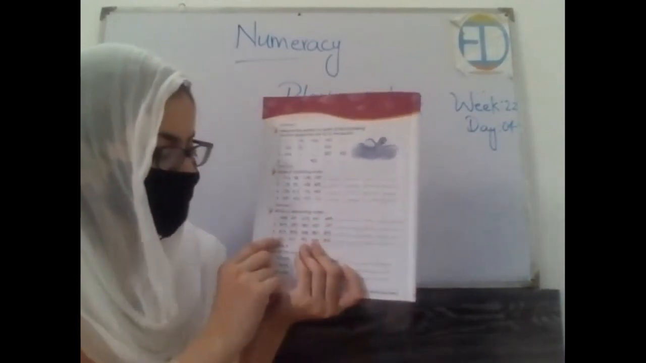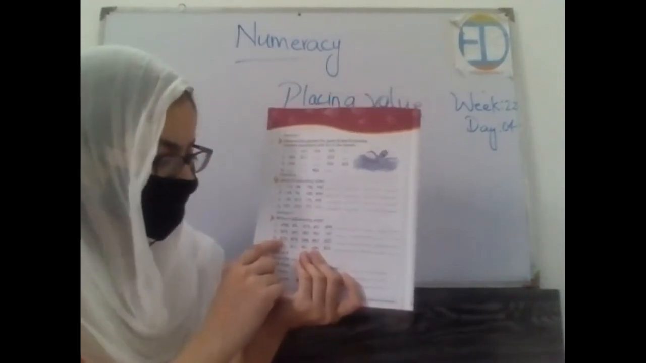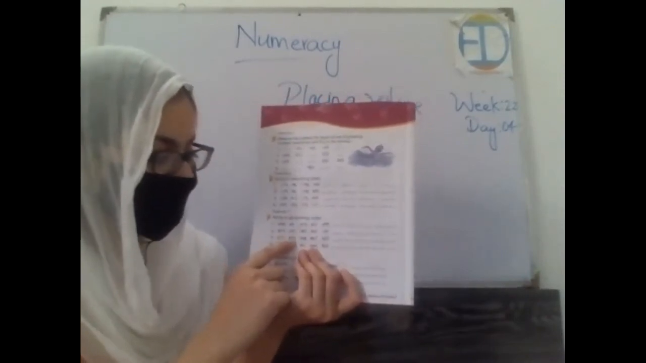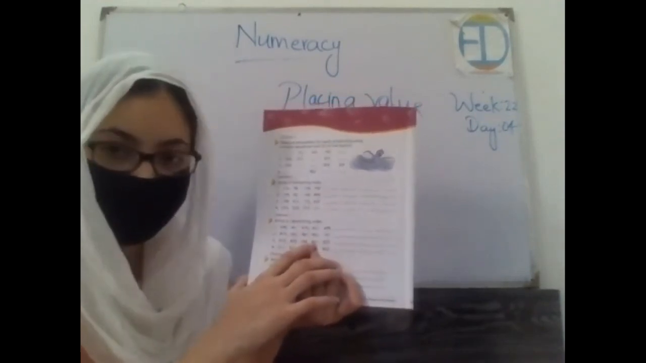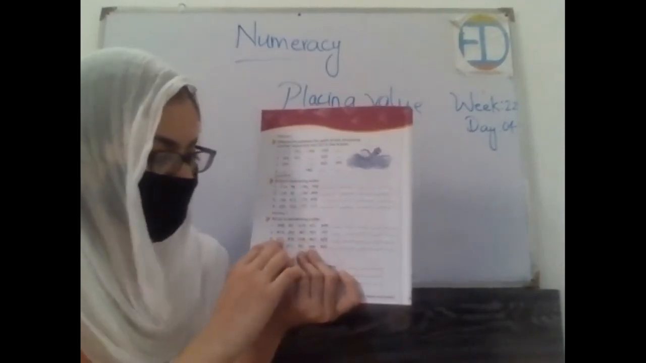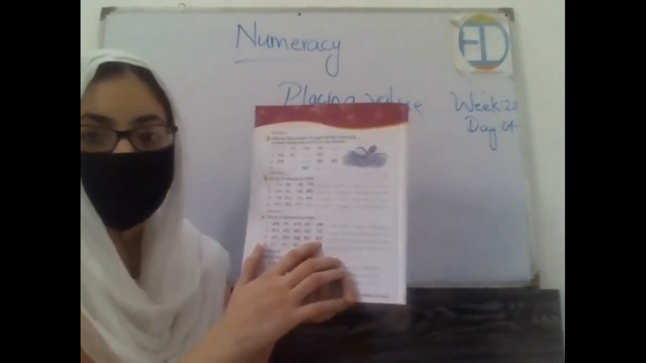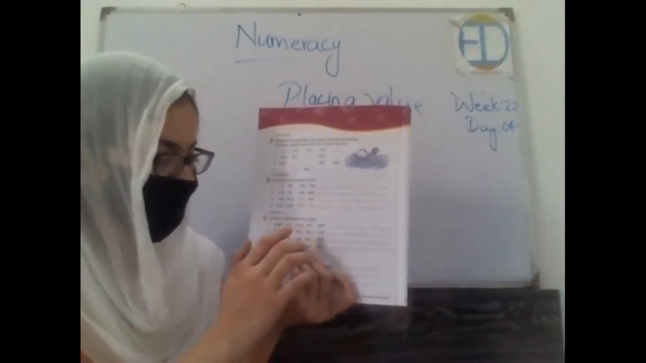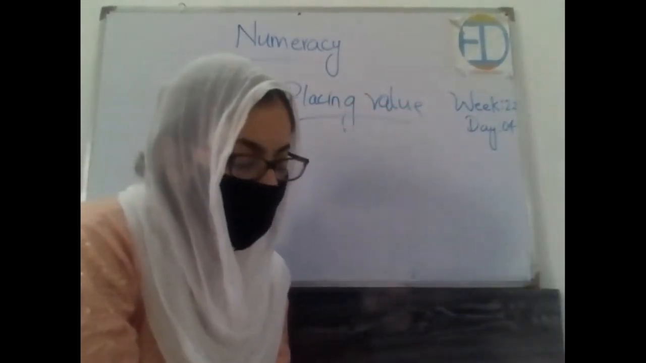Okay. Who is going to tell us about the third one? Yes, Abdullah, you tell us. 876. 867. Very good. 675. Excellent. Then 655. And finally 568. Very good. Excellent. Okay.